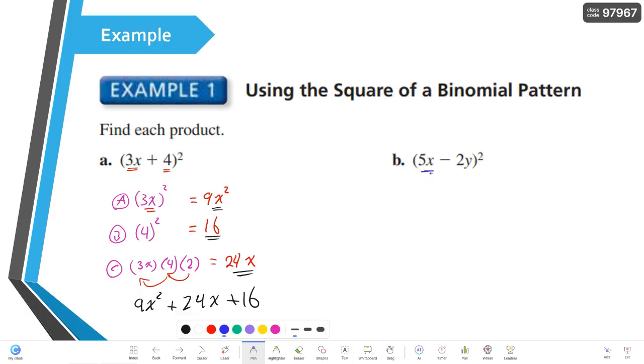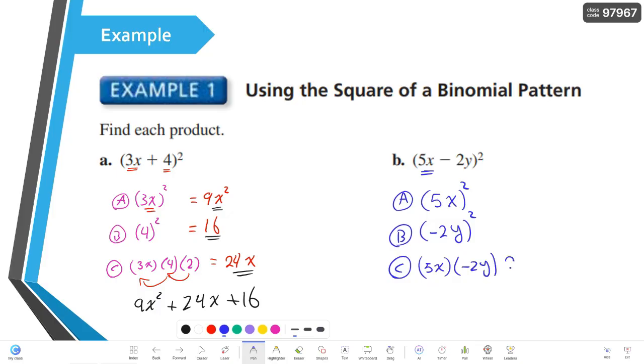So we need to follow the same steps by finding the first term squared, so it's going to be 5x squared, and then find the second term. Some people will ask whether they should write 2y or negative 2y, but it doesn't matter, so you can write it as negative 2y, then squared. Since we have a square here, the answer would be positive in both cases. And then we have the last step, multiplying the first term, which is 5x, and the second term, which is negative 2y, and then multiplying this by 2.